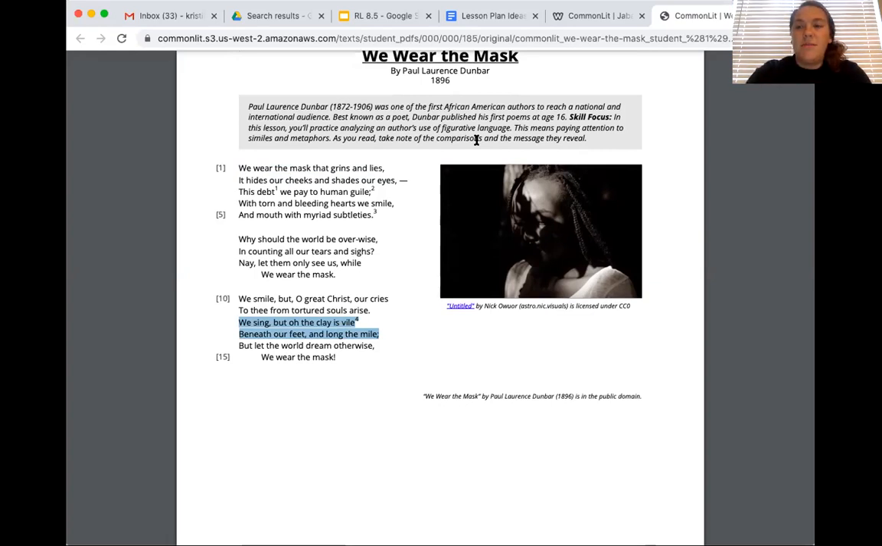Don't just say, oh, that's a simile, oh, that's a metaphor. I know that's a metaphor. No, you need to analyze it. Okay, remember, we're analyzing here. We're breaking it apart. We are critically examining it to help us understand the meaning.